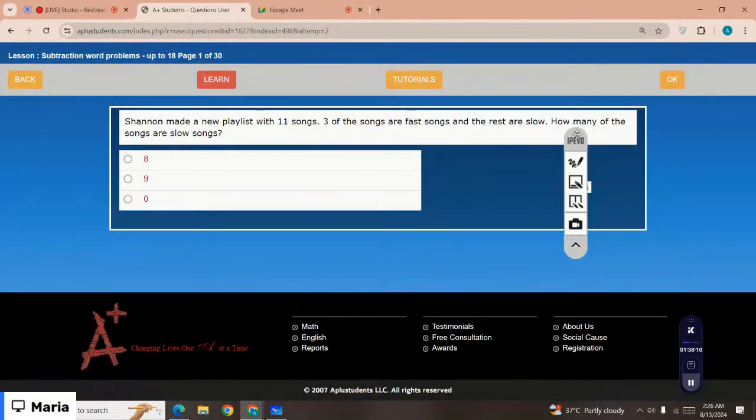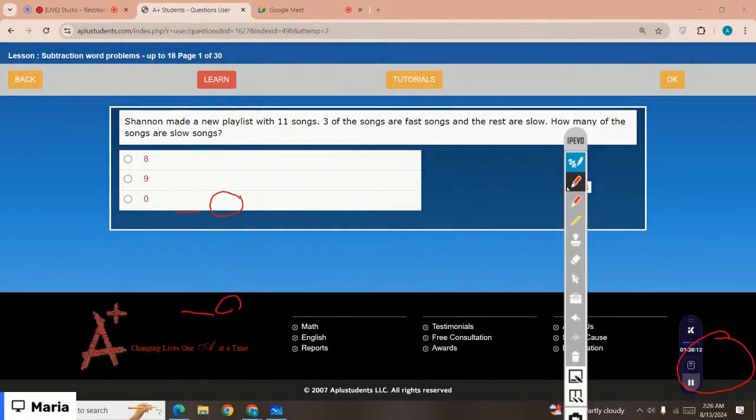You need to find the total songs were 11. Three of them are the fast songs. How many of them are slow? So basically you need to do 11 take away 3, right? So you need to start with 3 and count until 11. So 3, 4, 5, 6, 7, 8, 9, 10, and 11. So that means 11 take away 3 is 8. So 8 of them are slow songs. The correct option is 8.